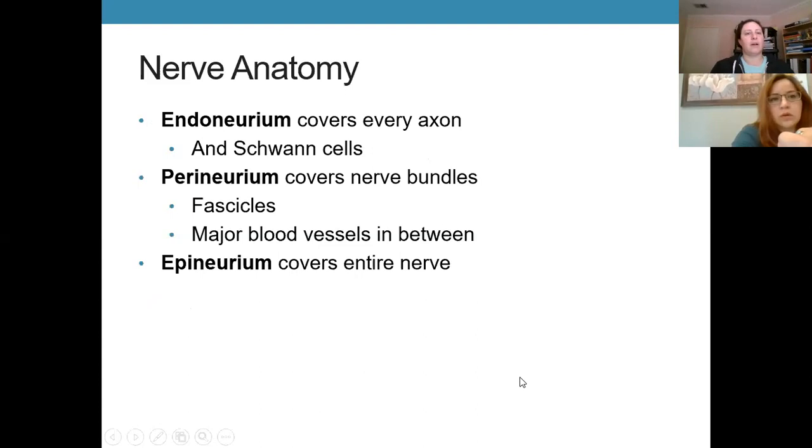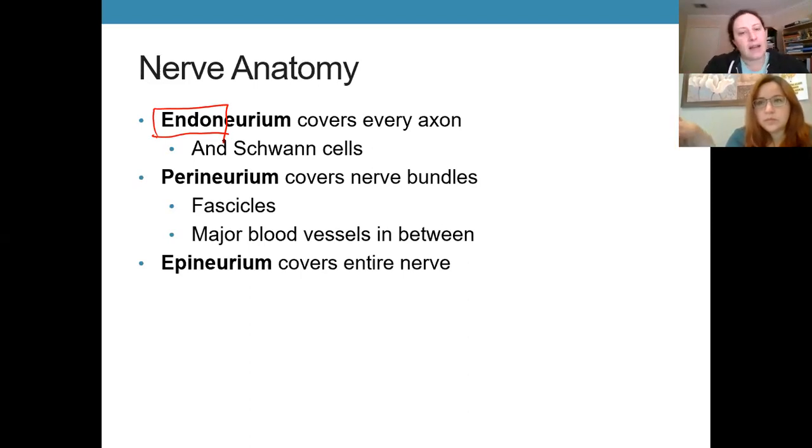All right, so three layers of connective tissue, and they pretty much parallel the layers in the muscle. So all we're doing is switching out mysium for muscle to neurium for nerve. Okay, so this is from inside to out. So each axon is covered with an endoneurium. This includes Schwann cells. So Schwann cells that are myelinating the axons get covered as well. So this is going on the outside of both the axons and the Schwann cells.